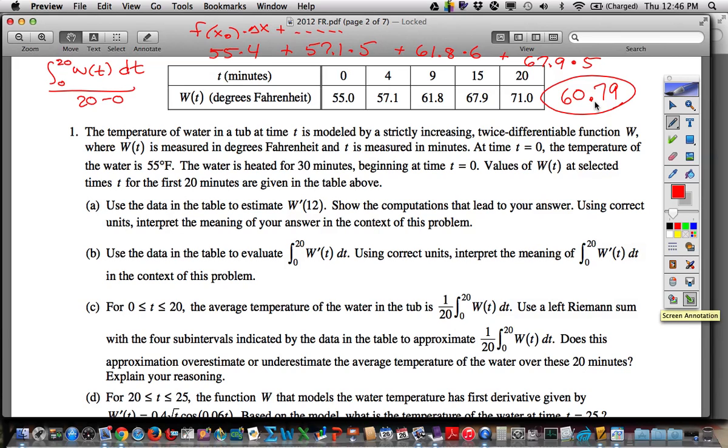Okay, but then it says, does this over or underestimate the average temperature? Why would this be under? There's the key. Since this graph is going up, if we plotted this graph, it would be going up. Left rectangles, and we're going to talk more about this in chapter 6, left rectangles will be under approximation. But that's how you would explain your reason. You'd say that's an underestimate of the average temperature because the W function is increasing.